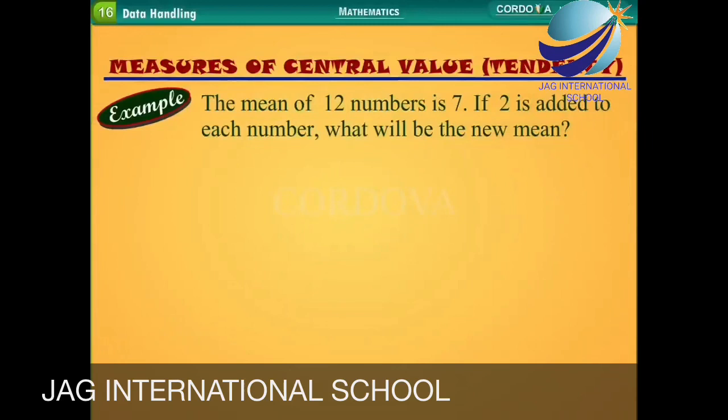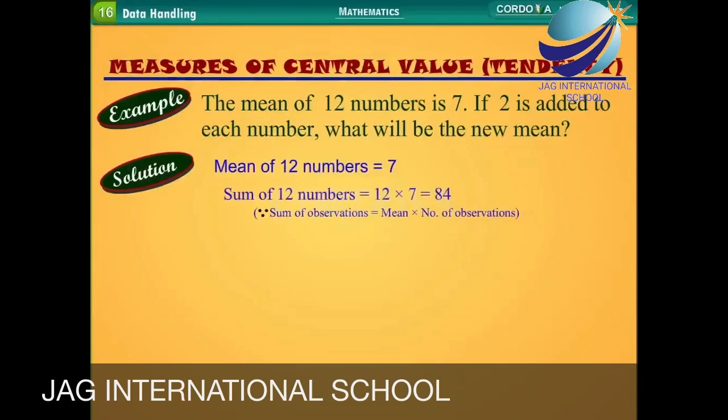Example. The mean of 12 numbers is 7. If 2 is added to each number, what will be the new mean? Solution. Mean of 12 numbers is equal to 7. Sum of 12 numbers is equal to 12 into 7, which is equal to 84. Since sum of observations is equal to mean into number of observations, there are 12 numbers.